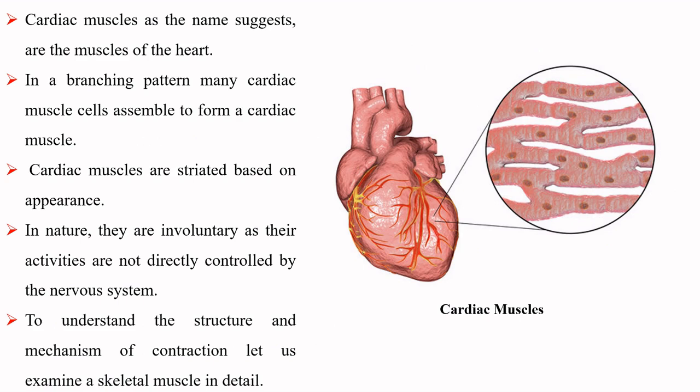Cardiac muscles, as the name suggests, are the muscles of the heart. Many cardiac muscle cells assemble in a branching pattern to form a cardiac muscle. Cardiac muscles are striated in appearance. In nature, they are involuntary as their activities are not directly controlled by the nervous system. To understand the structure and mechanism of contraction, let us examine a skeletal muscle in detail.